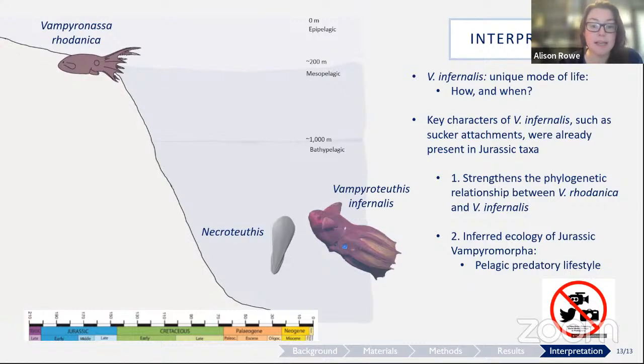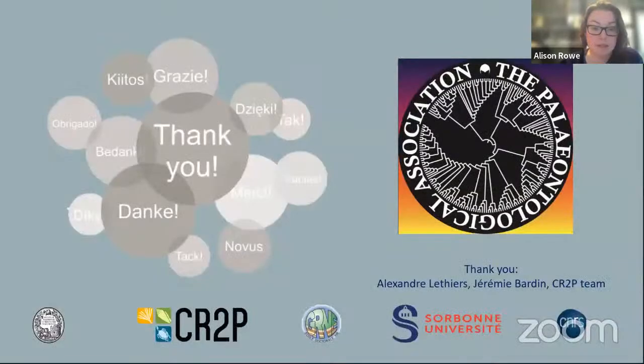Relationship-wise, the characters that we were able to add to the matrix of Kruta et al. 2016 supported the relationship between Vampyroteuthis and Vampyronassa. And from the soft tissue morphology, we can infer that in contrast to the lifestyle of modern forms, the deep sea dwellers, the adaptations seen in the Jurassic taxa are indicative of a more pelagic and predatory mode of life. Thank you very much.